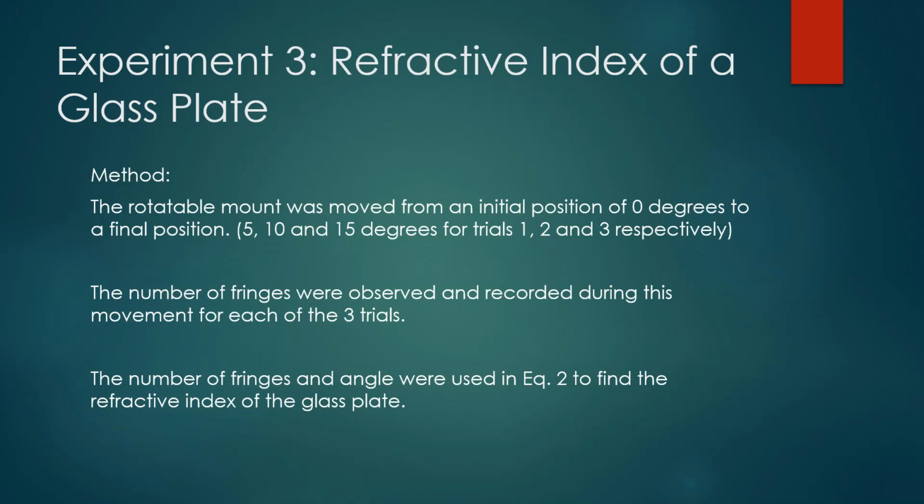To obtain the refractive index, we moved the mirror 5, 10 and 15 degrees for trials 1, 2 and 3, respectively. The number of fringes during this displacement was observed by human eye and recorded. These values were used in equation 2 in the slide above to determine a refractive index for the glass plate.